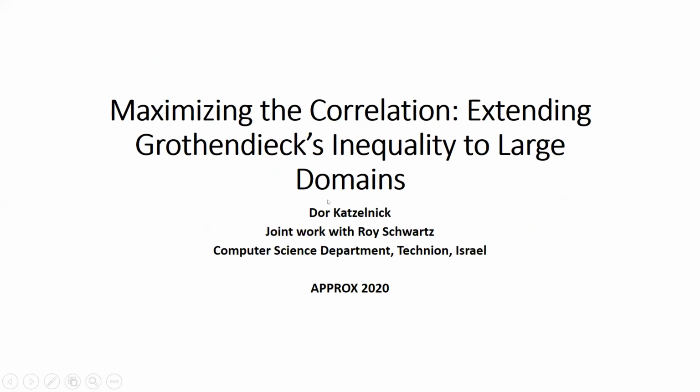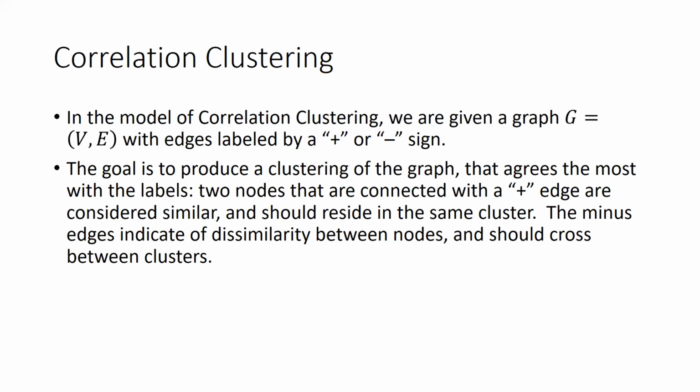So this is a presentation about maximizing the correlation, extending Grothendieck's inequality to large domains, and this is joint work with Roy Schwartz. In the model of correlation clustering, which is basically a family of graph problems, we're given an undirected graph where the edges are labeled by a plus or a minus sign. A plus sign indicates that the nodes are similar, and a minus sign indicates that the nodes are dissimilar. The goal is to find the clustering, that is a partition of the nodes, in such a way that similar nodes will be together in the same cluster, and dissimilar nodes will be apart, in different clusters. So we want to find the clustering that agrees the most with the labels of the edges.